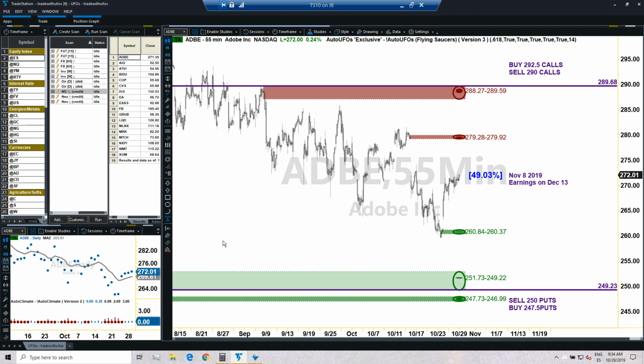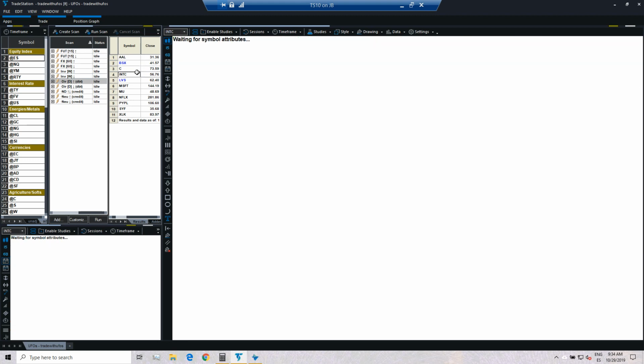Okay, so trade number one is Adobe. We have it in. That is it. So let's go ahead and complete our plan for the directional trades that we found, starting with Intel.